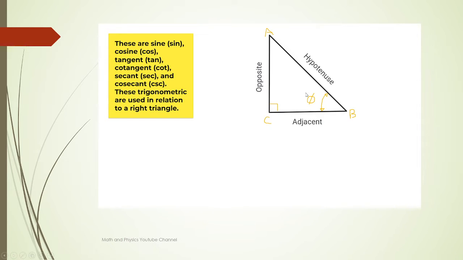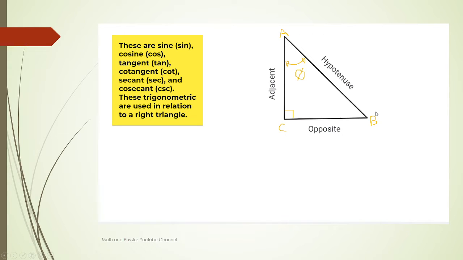The side that is opposite to the given angle theta is referred to as opposite. The side that is beside or adjacent the given angle is called the adjacent. And the remaining side in the triangle is called the hypotenuse. So the hypotenuse will always be the longest side on a right angle triangle.